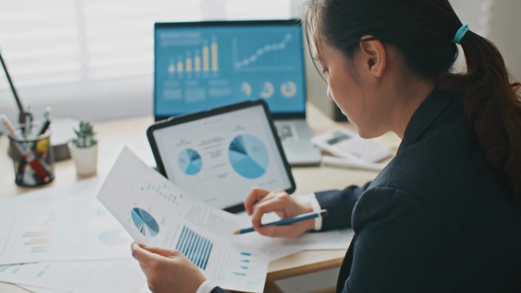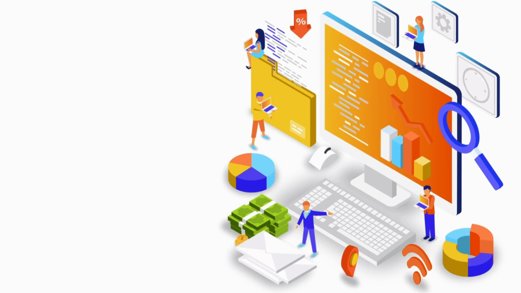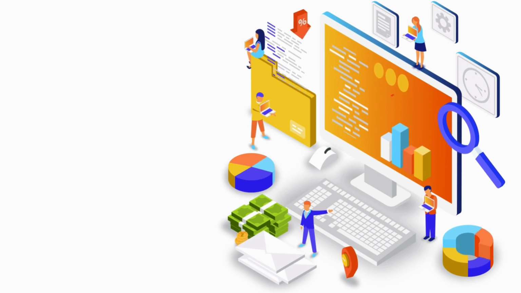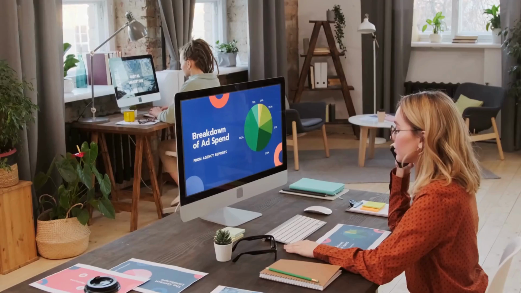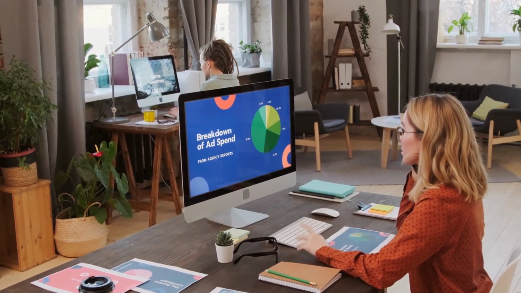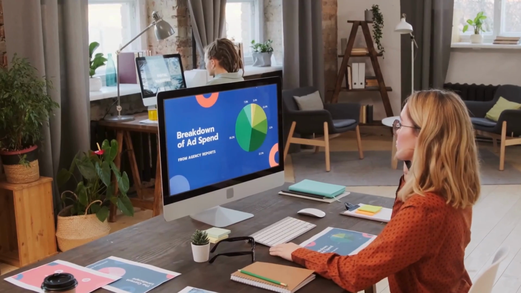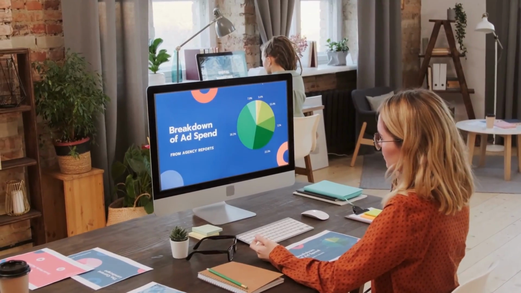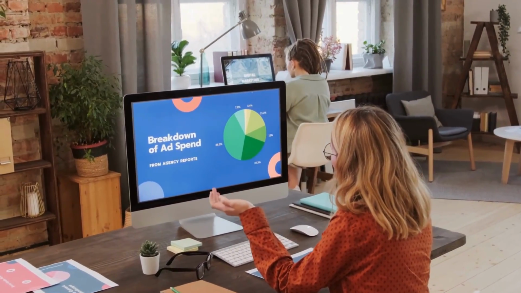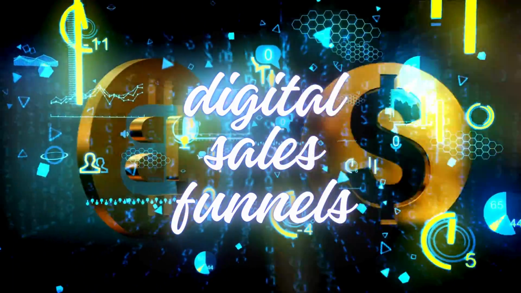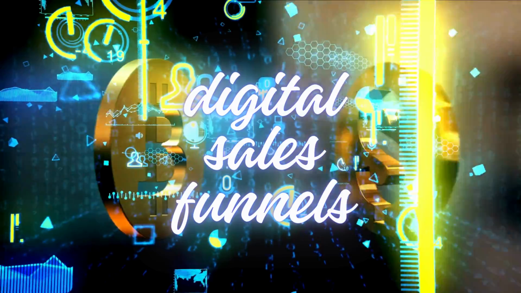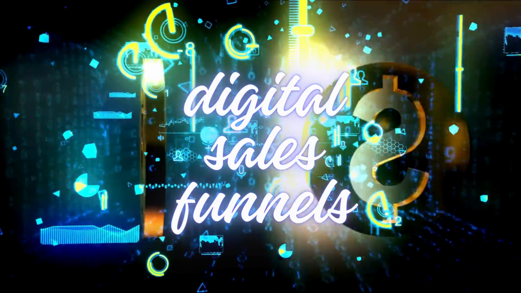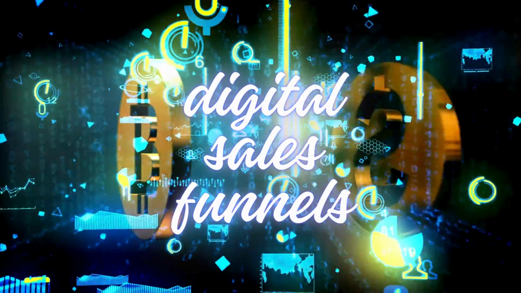Exactly. But at the end of the day, we can't forget that it's not just about the tech. Right. It's about the people. Digital sales funnels work best when they're driven by a customer-centric mindset. A genuine desire to actually give people something valuable. It's about combining the power of technology with that human touch. Empathy, understanding, making connections. Yeah, you said it perfectly. So how can businesses take all this theoretical stuff about digital sales funnels and actually make it work in the real world? Well, that's the million-dollar question, right?